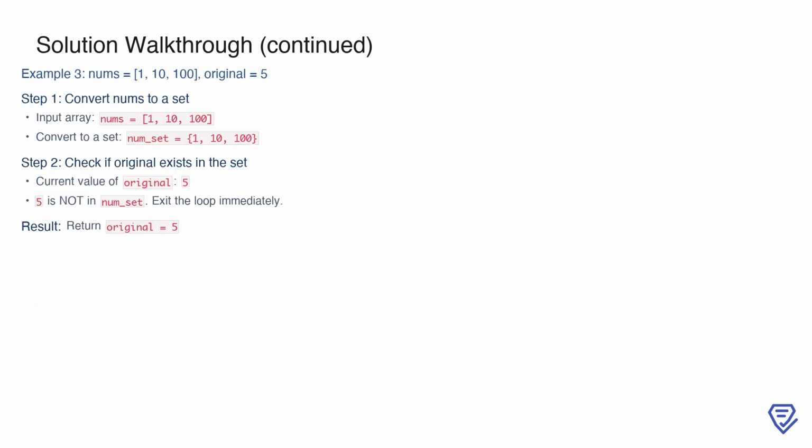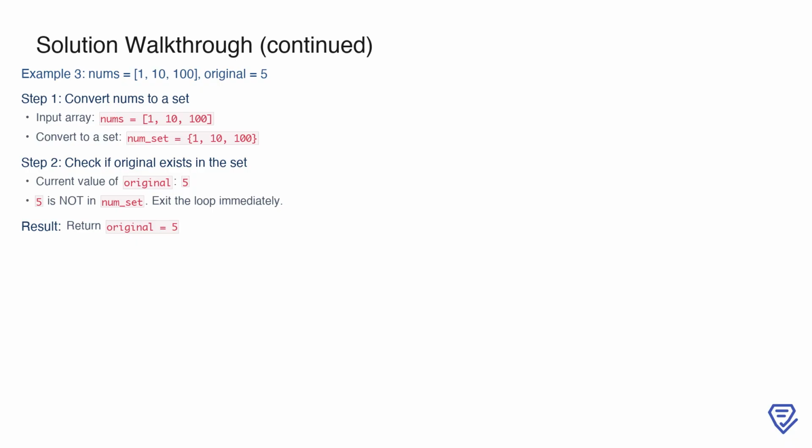In the third and final example, the input array is nums equals 1, 10, 100. Converting this to a set results in number_set equals 1, 10, 100. Here, the initial value of original is 5. When we check if 5 exists in number_set, we find that it does not. This means there's no need to perform any multiplications, and we exit the loop immediately. The value of original remains unchanged at 5, and that is the result we return.